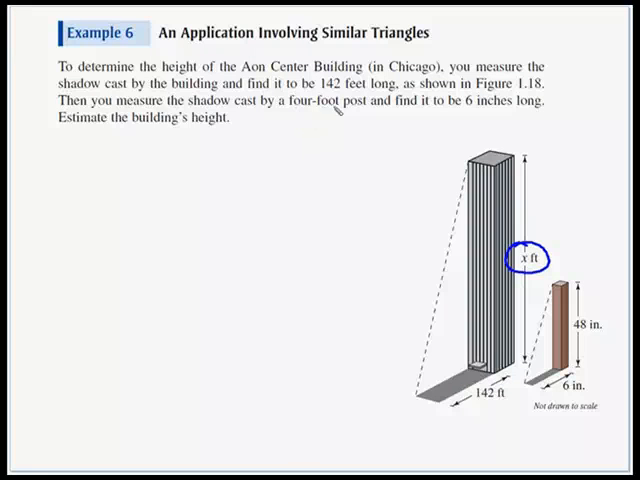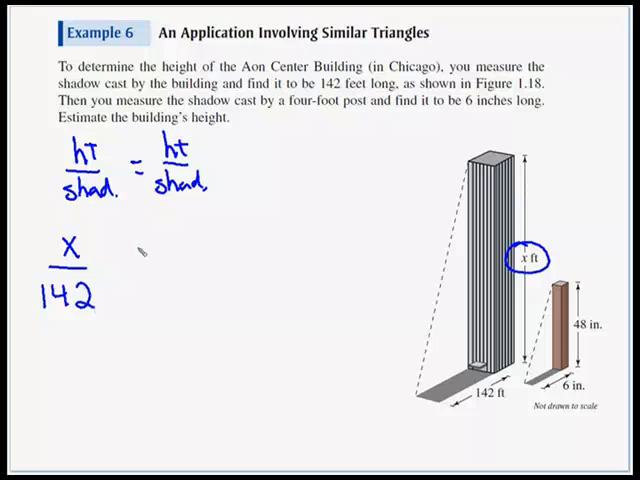Then you measure the shadow cast by a 4-foot tall post. So here's a post, it's 48 inches tall, and it had a shadow 6 inches long. Estimate the height of the building. So we're going to set up a proportion for sure on this one. We can do it as height over shadow is equal to height over shadow. Now the one we're looking for, the height of the big building, that's our unknown x, and that shadow was 142 feet. And that's going to be equal to the height and the shadow of the post.